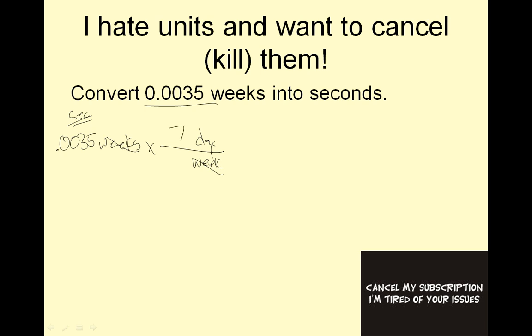So 7 days equal 1 week. These things have to equal each other, so I'm really multiplying by one and I'm just changing the units. So if I have 7/7 times 4/4, you know you can cancel that.